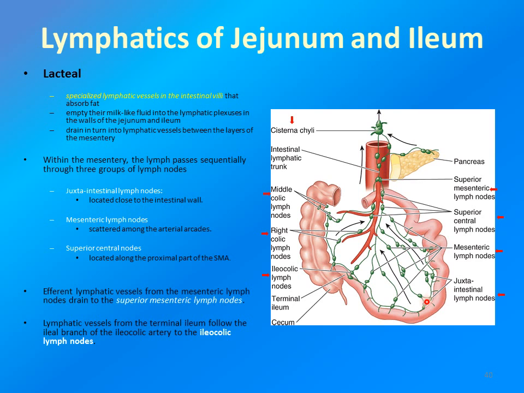Here they are on the right. The mesenteric lymph nodes, scattered among the arterial arcades, and the superior central nodes. These are located along the proximal part of the superior mesenteric artery. The efferent vessels deriving from these nodes drain into the superior mesenteric lymph nodes, and the vessels flowing from the terminal ileum follow the ileal branch of the ileocolic artery to the ileocolic nodes.